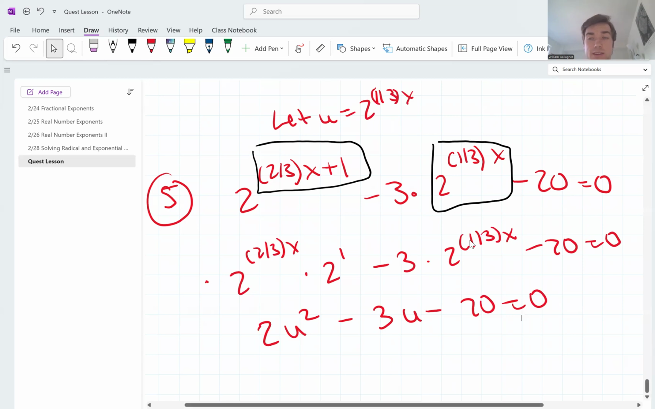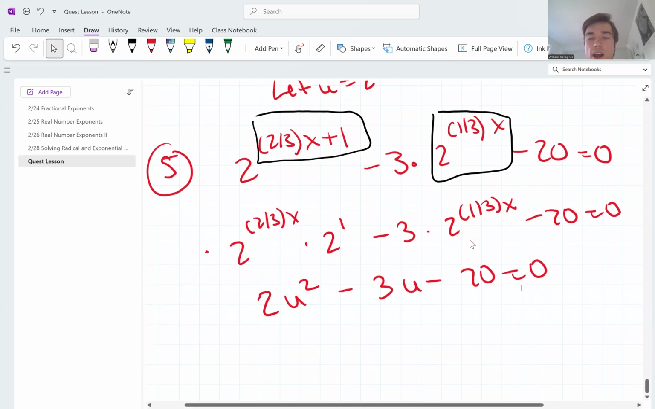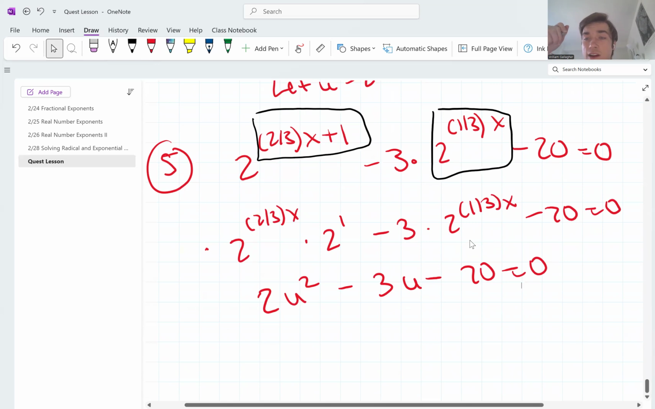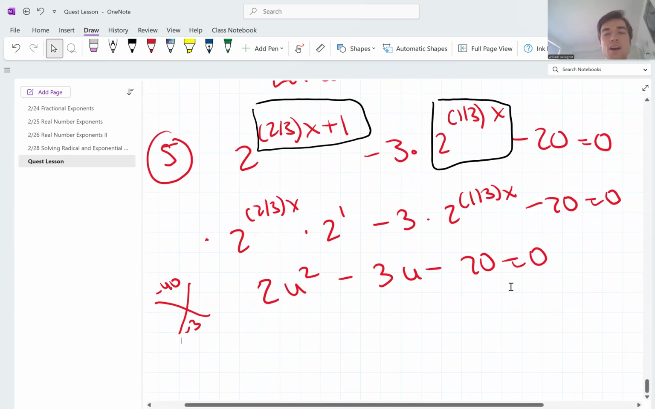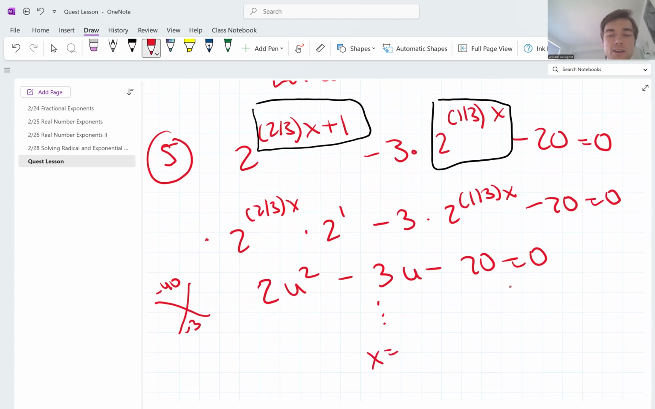And I would recommend that you finish this one on your own. Note that you can factor this. You have to get two numbers that multiply to 2 times negative 20, which is negative 40, and add to negative 3. And I will tell you that the answer is, I believe, 6. So I'll leave that to you. x ends up being equal to 6.